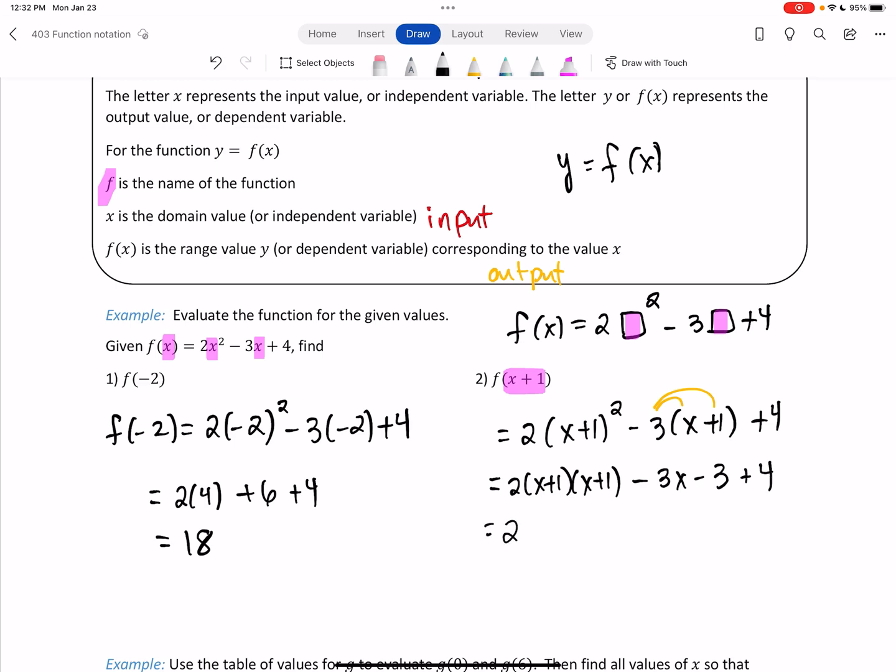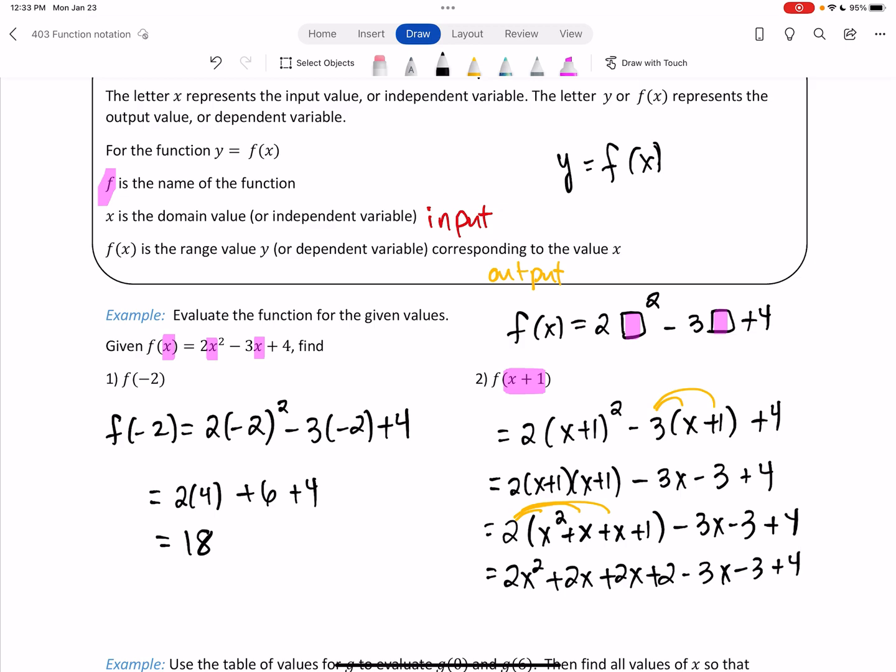So x plus 1 times x plus 1, you could FOIL that, or you can think about doing the distributive property. So x times x makes x squared, x times 1 makes x, 1 times x makes x, and 1 times 1 makes 1. And then again, this 2 goes with every term inside of there. So that's 2x squared plus 2x plus 2x plus 2 minus 3x minus 3 plus 4.